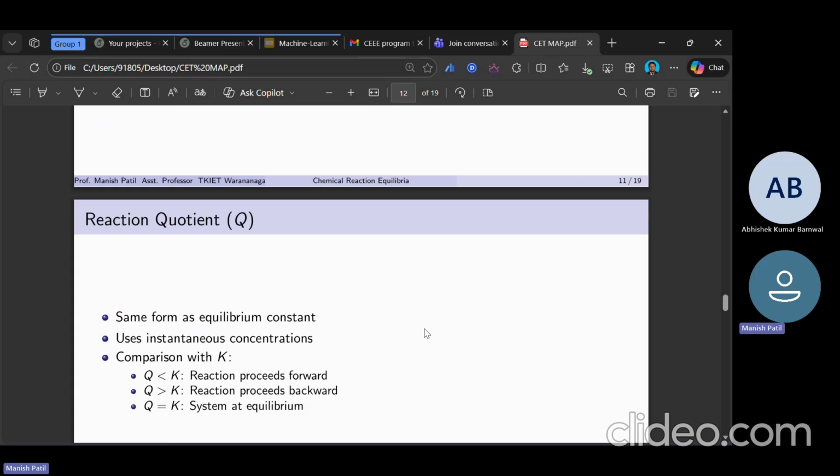When Q is less than K, the reaction proceeds in the forward direction. When Q is greater than K, the reaction proceeds in the backward direction. When Q is equal to K, the system is at equilibrium.